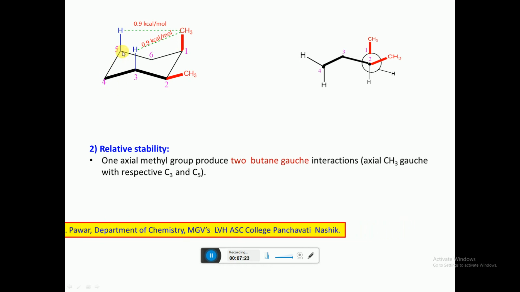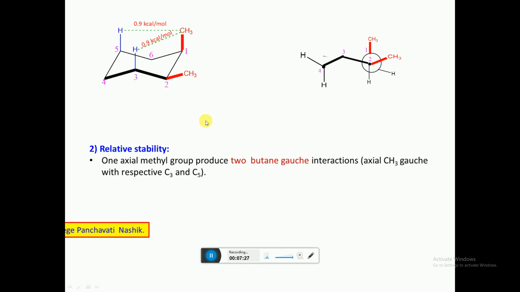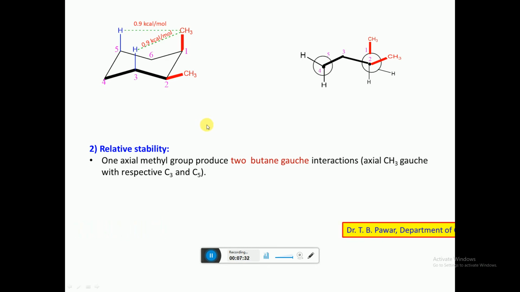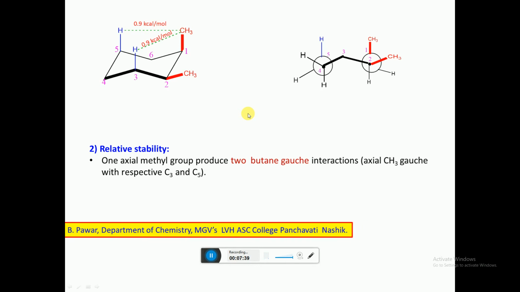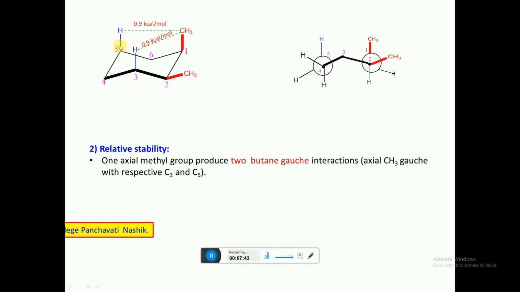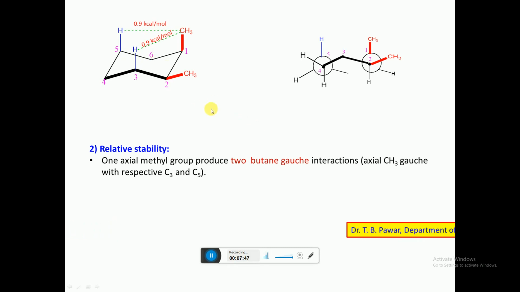Carbon number 4 is attached to carbon number 5, and it is at the back to the observer, so it is represented by the circle, carbon number 5. And on carbon number 5, there is one axial and one equatorial hydrogen. You can put it in this way in the Newman projection formula. Now carbon number 5 is attached to carbon number 6, and carbon number 6 is attached to carbon number 1.